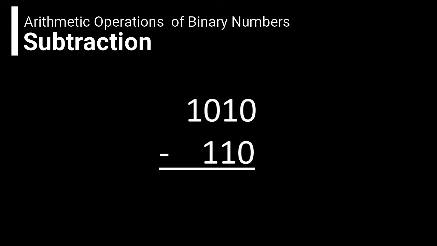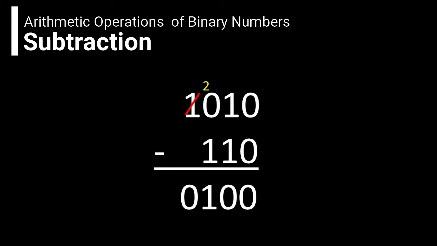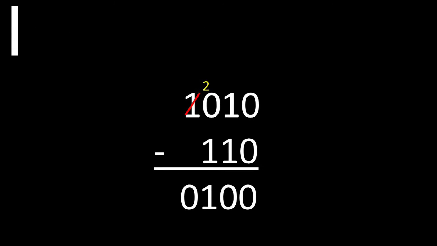For example, we have 1010 minus 110. First, 0 minus 0 is equal to 0. 1 minus 1 is equal to 0. 0 minus 1 cannot be done, and we will borrow from the other digit. Then 1 becomes 2. Then 2 minus 1 is equal to 1. Then bring down 0. It is optional. The answer will be 100.